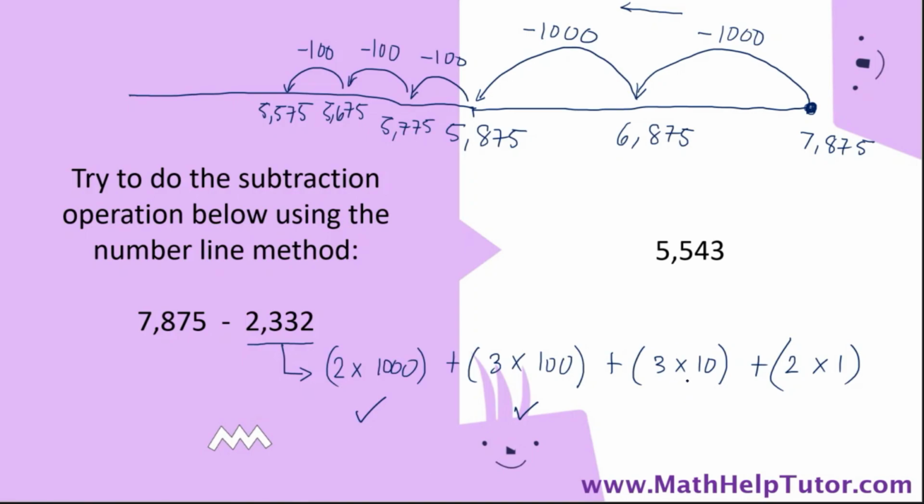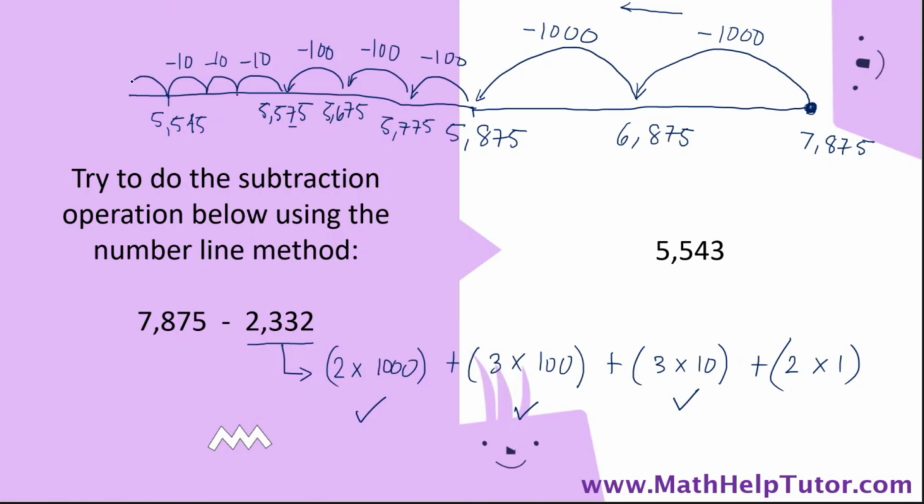Next, we need to subtract 3 tens. 1, 2, 3. So minus 10, minus 10, and minus 10. That's 3 tens. So here it becomes 5,575 becomes 5,565. Right? We subtract 1 from the tens place, and then it becomes 5,555 here, and then here it becomes 5,545. So we're done with the tens place, and now finally we subtract 2 ones.